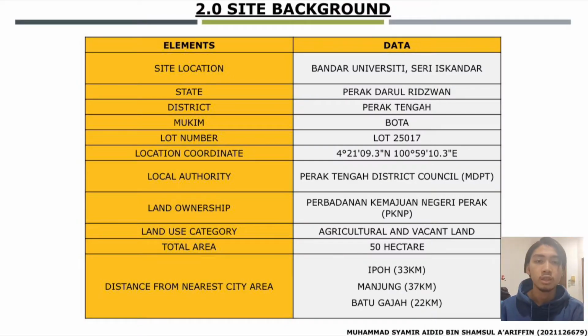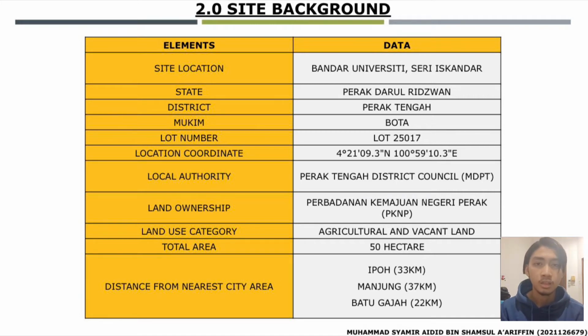This site location study is at the Bandar University area, Seri Iskandar, Perak. The district of the site location is Perak Tengah, in the Mukim of Bota. Other than that, Perak Tengah District Council or MDPT is the local authority at the site area and surrounding city. The land ownership is Perbadanan Kemajuan Negeri Perak. Then the site land use category is agriculture and vacant land. The site area is 50 hectares.